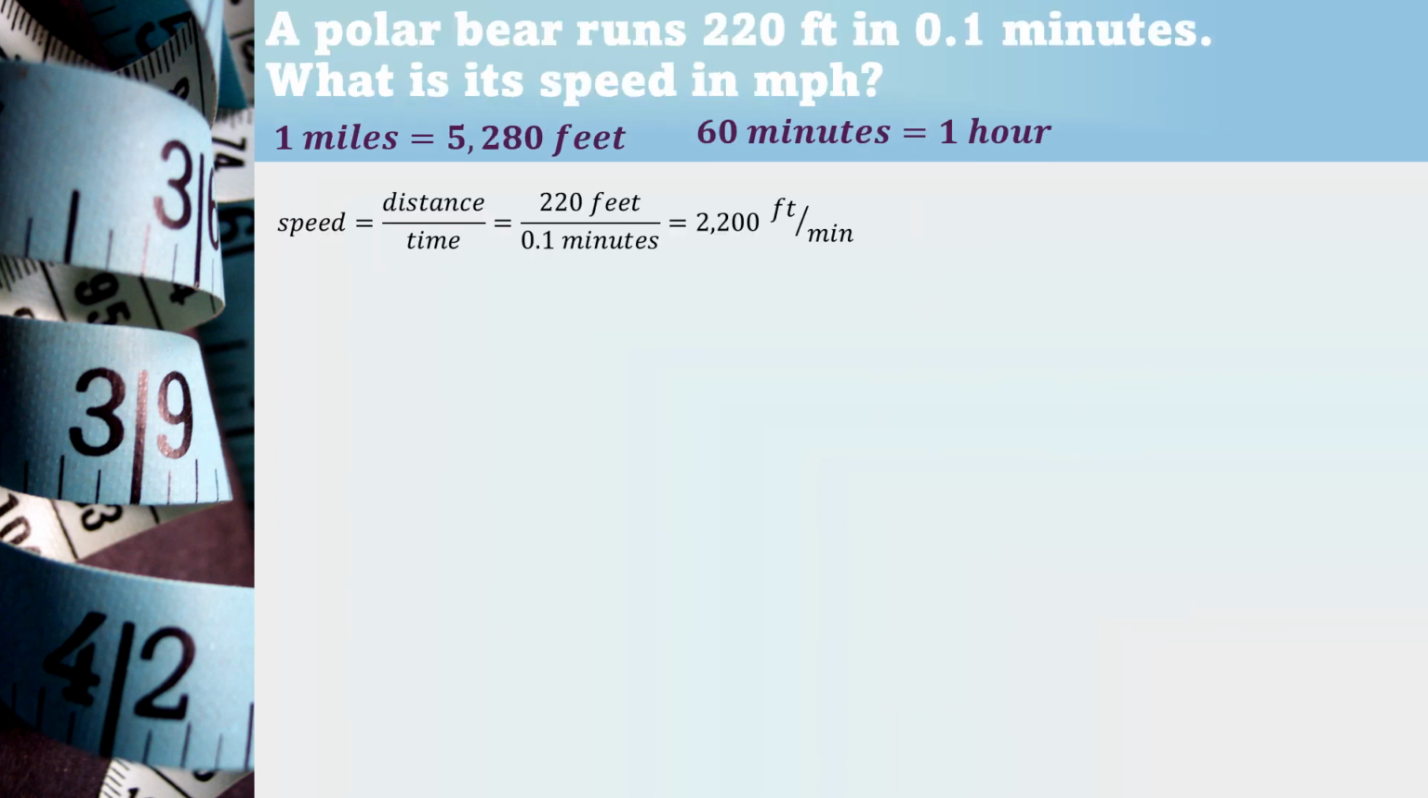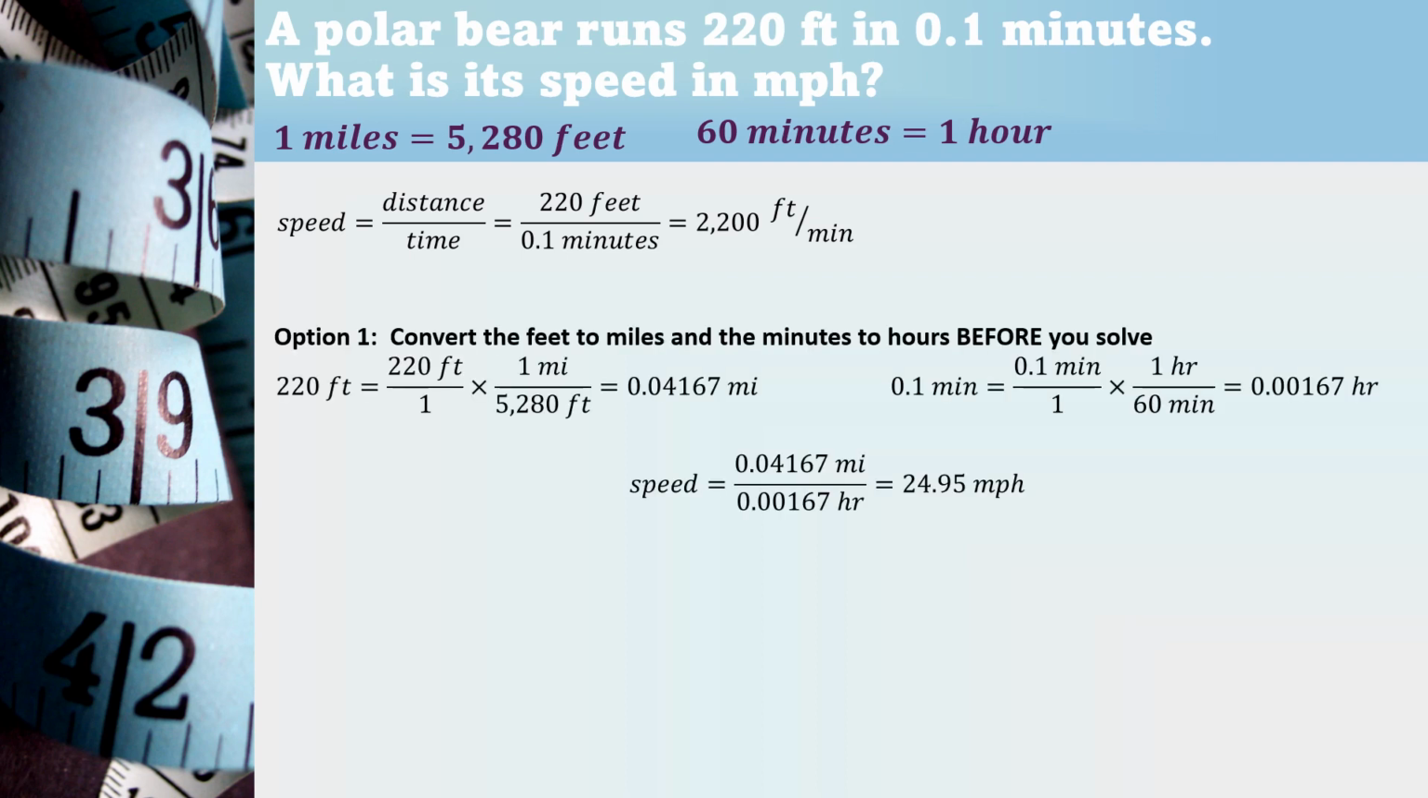Our second advanced example is a polar bear runs 220 feet in 0.1 minutes. What is its speed in miles per hour? Well, speed is distance over time, but if we plug in 220 feet in 0.1 minutes, we get speed in feet per minute, not miles per hour. So how do we handle this? I'll show you two options. Option one is probably the better option to start with if you're new to this.